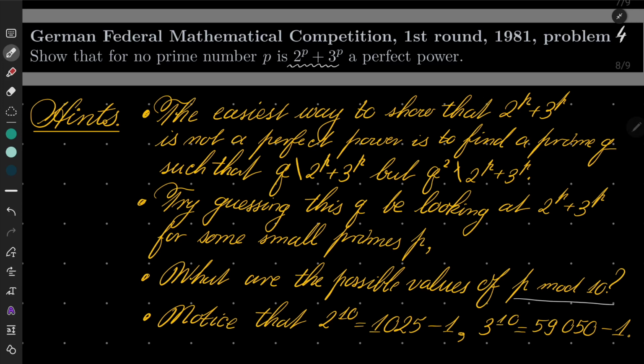And also notice the following two nice coincidences. 2 to the power of 10 is 1025 minus 1, and 3 to the power of 10 is 59,050 minus 1. Well, they are not coincidences, but whatever. So give this problem a try, and I will see you in a minute.